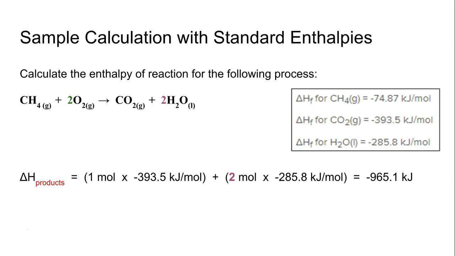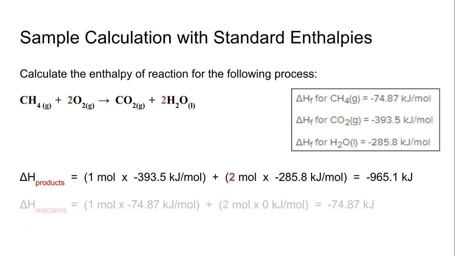Notice that carbon dioxide has a coefficient of 1, and its standard heat of formation, or standard enthalpy of formation, is negative 393.5 kilojoules per mole. We look at water, which has a coefficient of 2, and we're going to multiply by its standard enthalpy of formation, which is negative 285.8. And the sum of our products is negative 965.1 kilojoules.